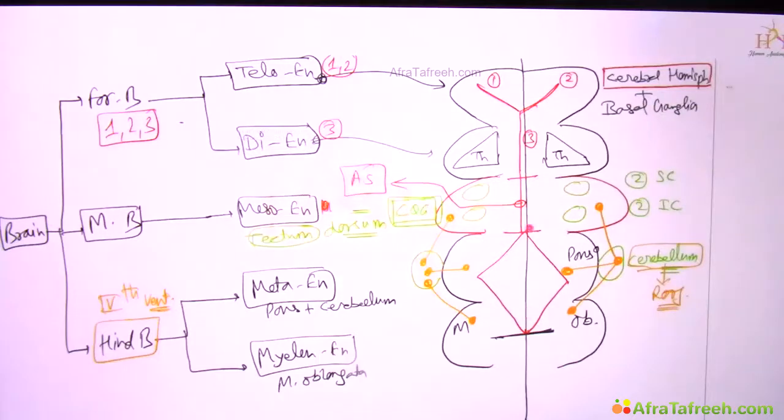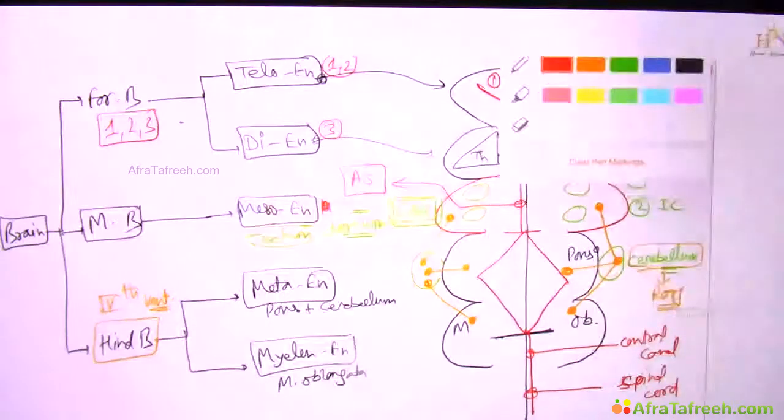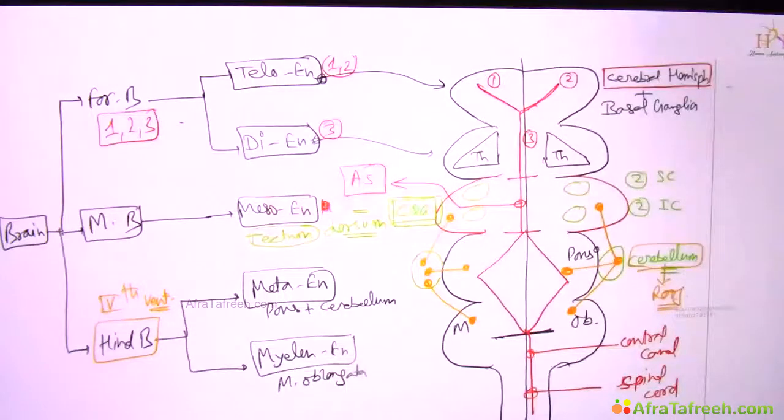Now, if you say the fourth ventricle is a rhomboid-shaped, diamond-shaped ventricle, coming till the upper half of the medulla oblongata, then what is there in the lower half of the medulla oblongata? That is where the central canal will begin. And this central canal, which begins in the lower half of the medulla oblongata, will continue into the spinal cord. Actually, you can show the spinal cord there like this. This is the spinal cord.